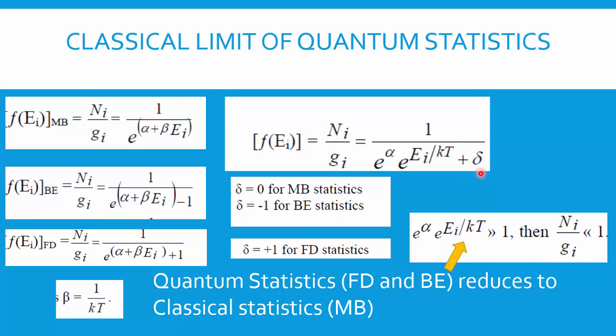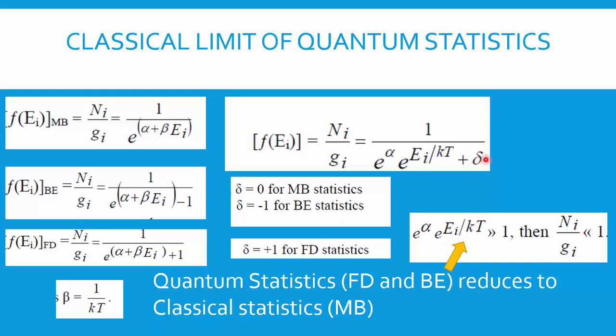Now if I remove this delta, what will this form change to? It will change to MB, mathematically speaking. If I change this delta to 0, then obviously this expression will change to MB. So if I have an expression with delta either plus or minus 1, and by some condition I prove that delta is neglected, then delta is 0, and that means this expression leads to MB statistics.